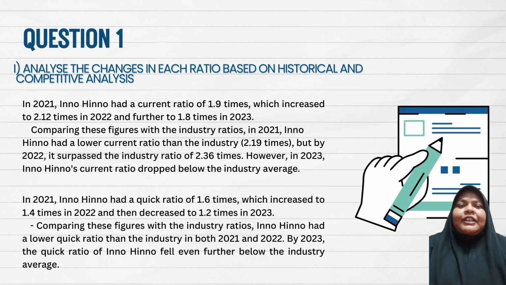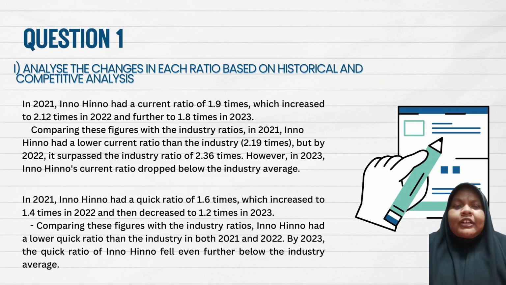Comparing this figure with the industry ratio, in 2021 Inohino had a lower current ratio than the industry. But by 2022, it surpassed the industry ratio of 2.36 times. However, in 2023, Inohino's current ratio dropped below the industry average.